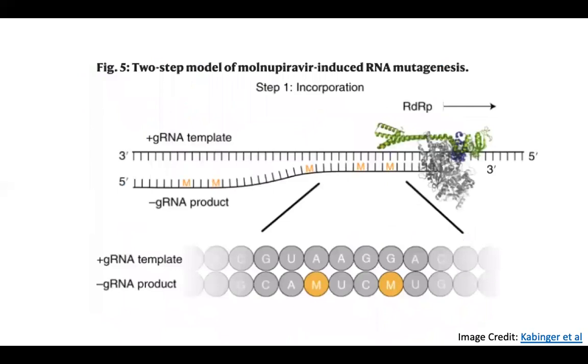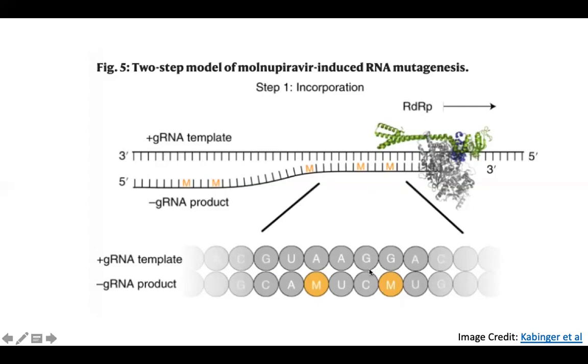Let me explain how that works. Here is the RNA-dependent RNA polymerase. Here is the genomic plus strand RNA that came out of the virion that entered the cell. And this is the new RNA that's being replicated by the RNA-dependent RNA polymerase. Normally, the RNA-dependent RNA polymerase would be building this new RNA out of A, C, G, and U nucleotides.